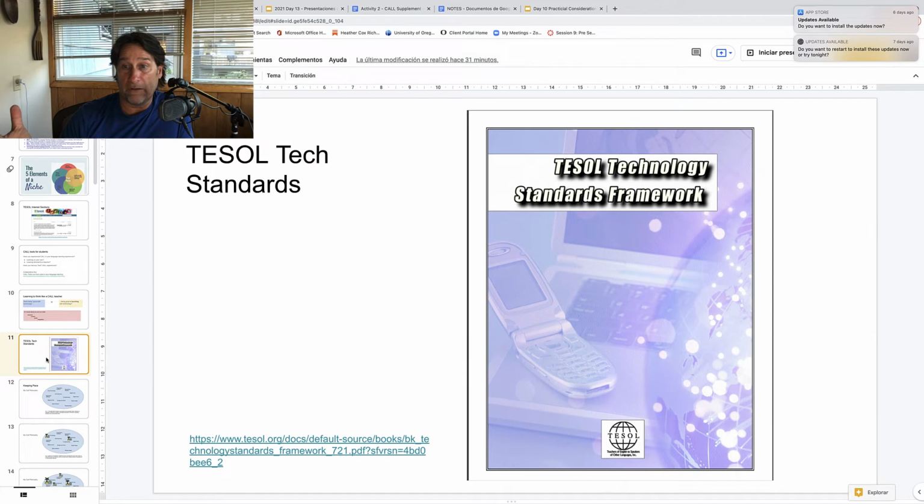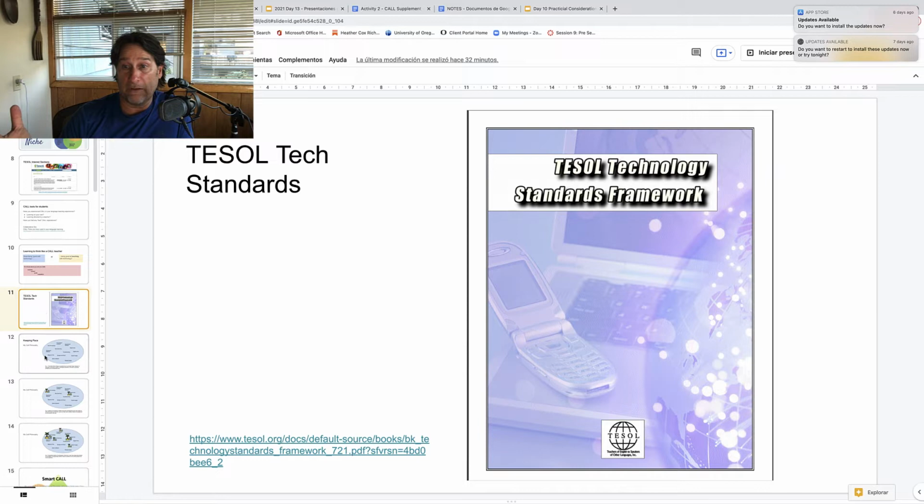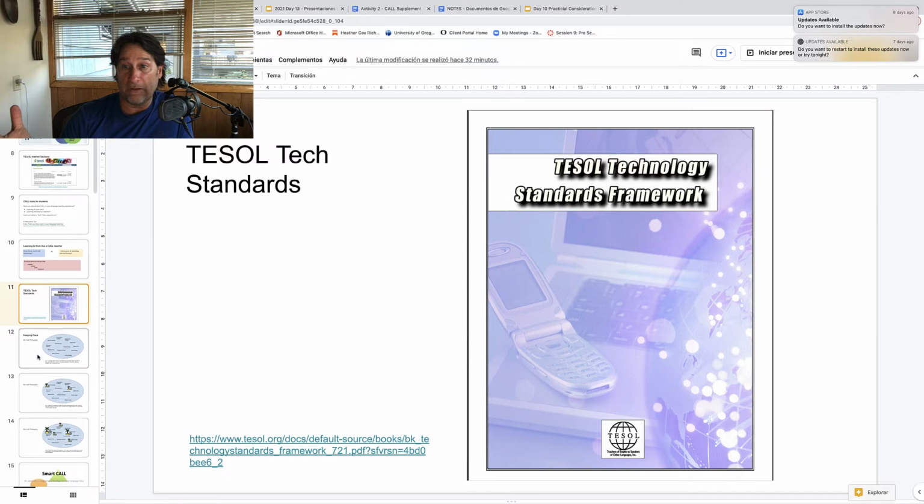TESOL has what are called tech standards, which they feel all professional language teachers who are becoming classroom-based teachers should be good at. These are very interesting: you should know how to do this, you should be able to do that. Basically, it's like can-do statements. What are you able to do? They have certain expectations that if you're going to be a 21st century teacher, you know how to do certain things. It's worth taking a look at. I'll drop the links in if you want to look at them. They're free, it's great that they share them, and they're really interesting.